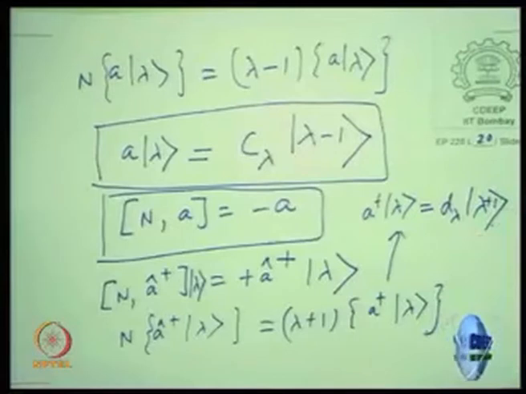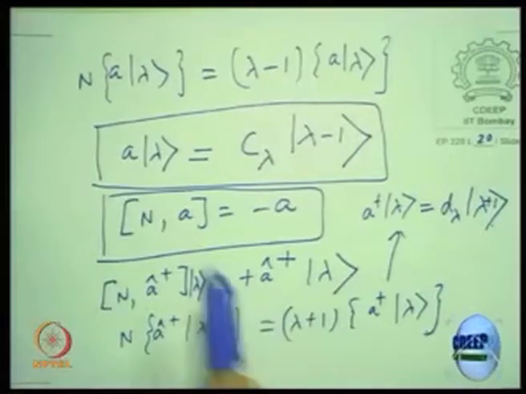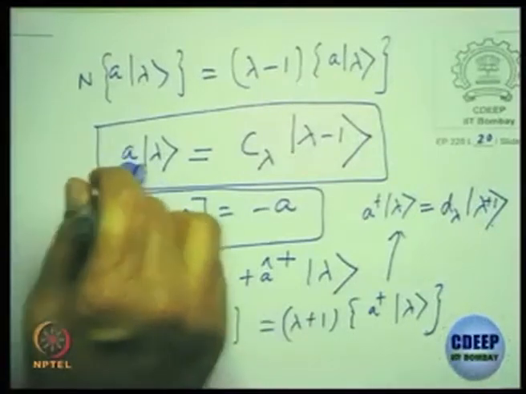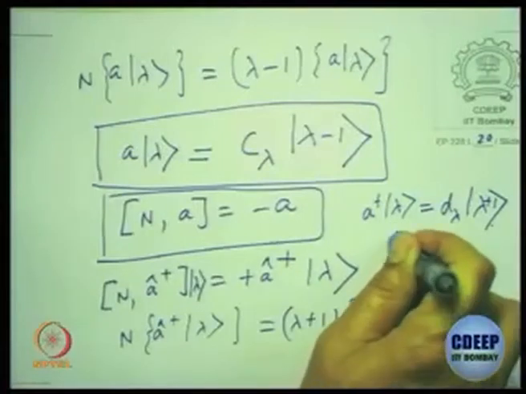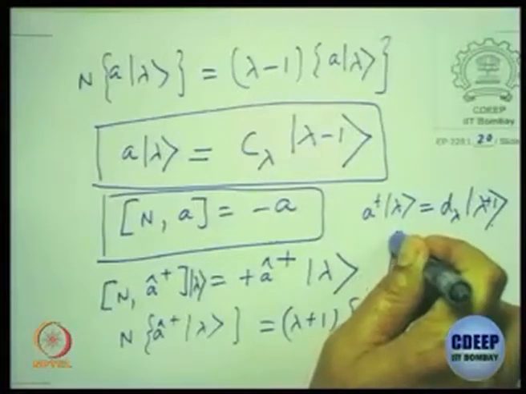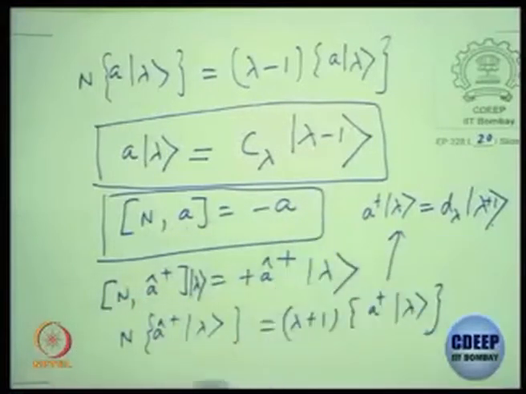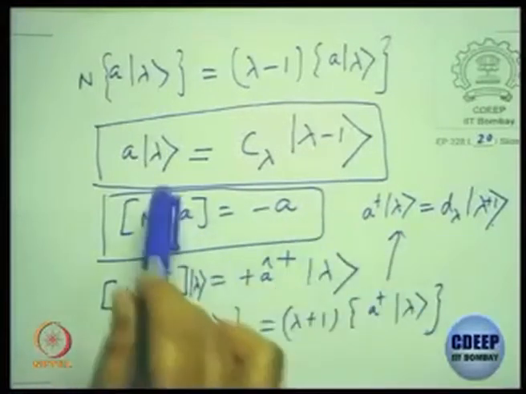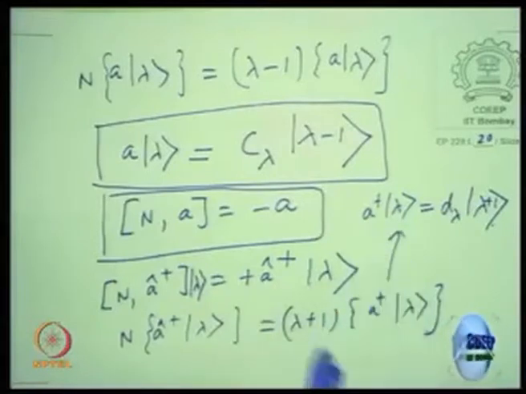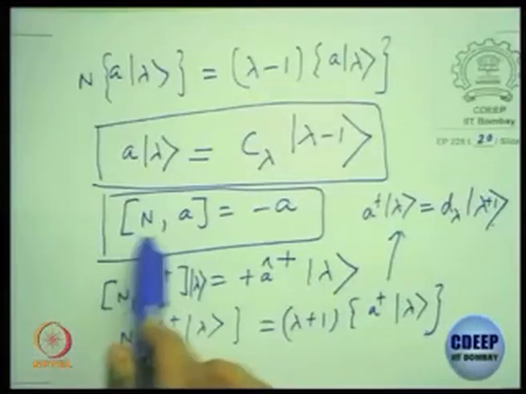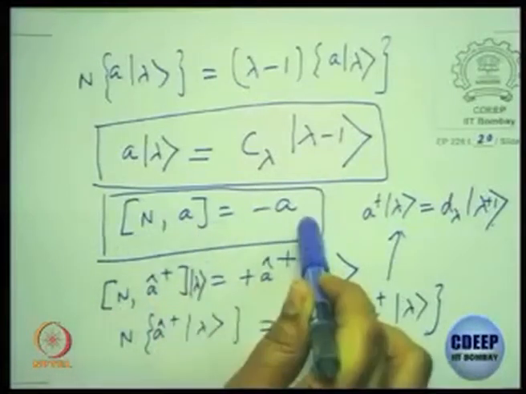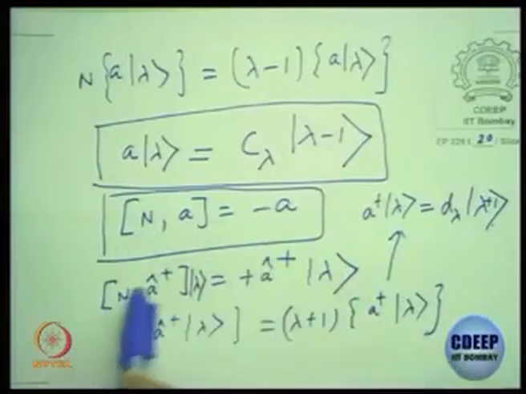So clearly, it is not an eigenstate of A, it is not an eigenstate of A dagger, which is expected because the commutator is non-zero. It can't share simultaneous eigenstates with the N operator because the commutator of N with A is non-zero, and the commutator of N with A dagger is non-zero.